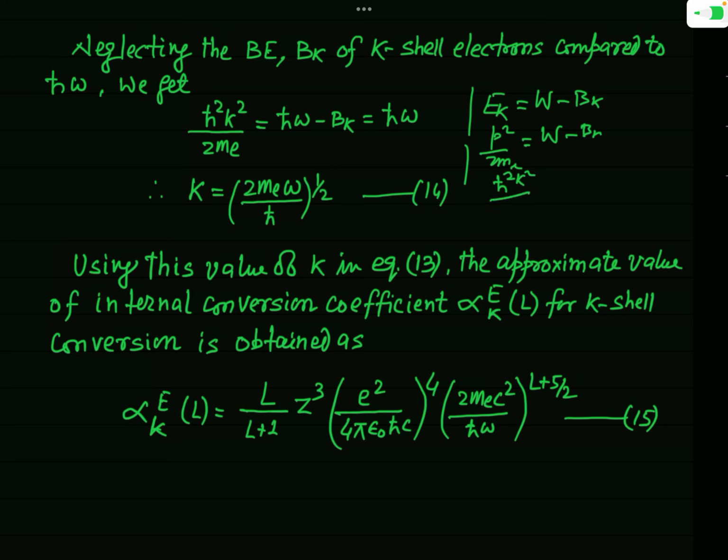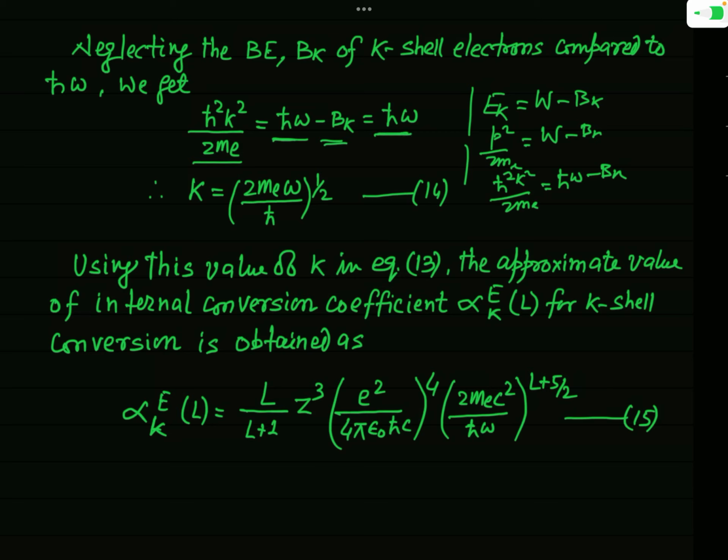So this is ħ²k²/2mₑ, and that will be equal to ħω minus B_K. So in general, we know that the kinetic energy of the ejected electron from the K shell, which is ħ²k²/2mₑ, is equal to ħω minus B_K. But if you consider that this excitation energy ħω is much greater than B_K, that is the binding energy of the electron in the K shell, then this will be almost equal to ħω.